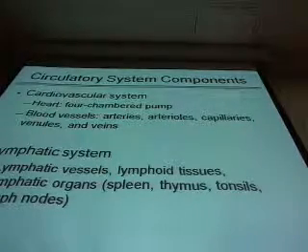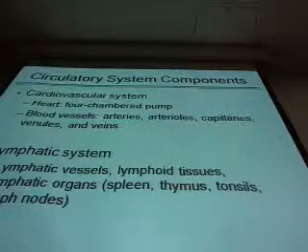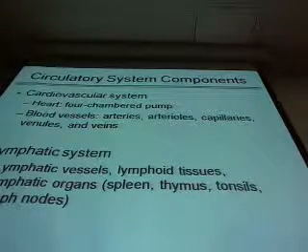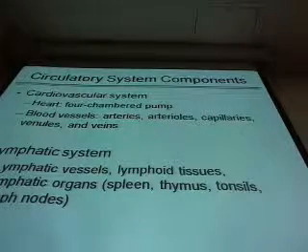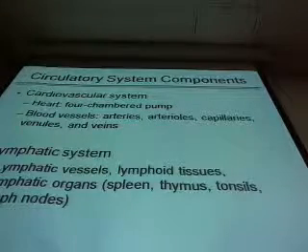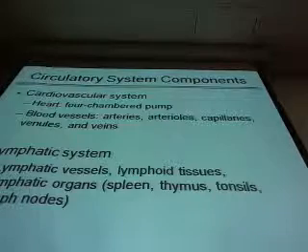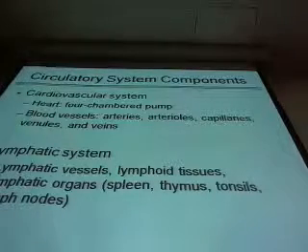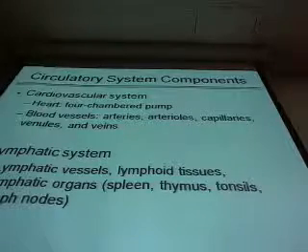You have two system components. You have the cardiovascular system. You have the heart that has four chambers, 2 atria, 2 ventricles. You have the blood vessels, arteries, arterioles, going down in size. Arteries, small arteries, arterioles, capillaries, and then to venules, and then to veins, and then back into the heart.